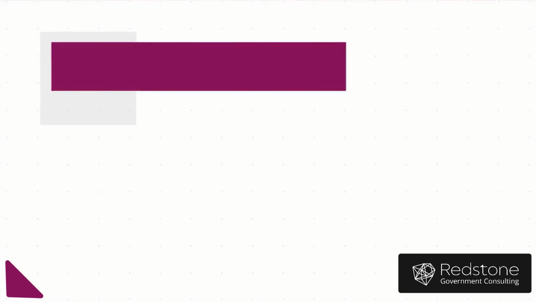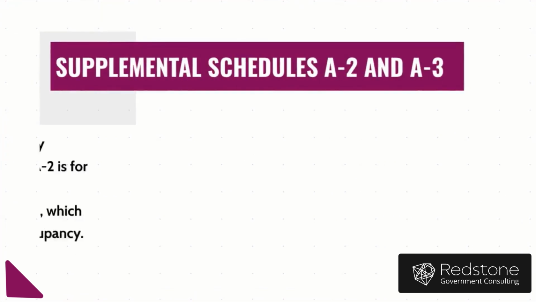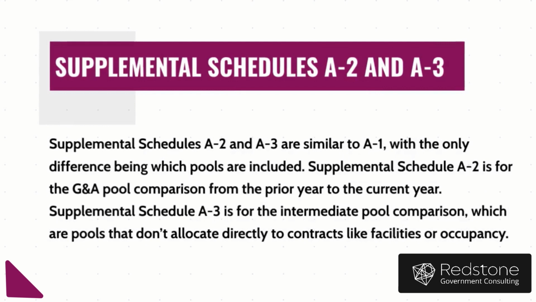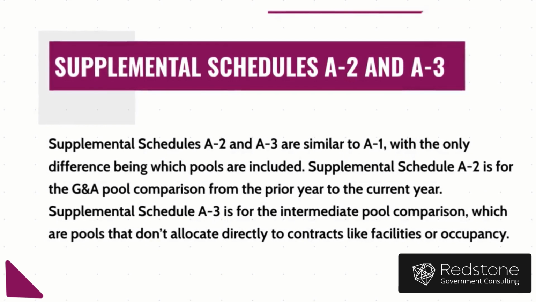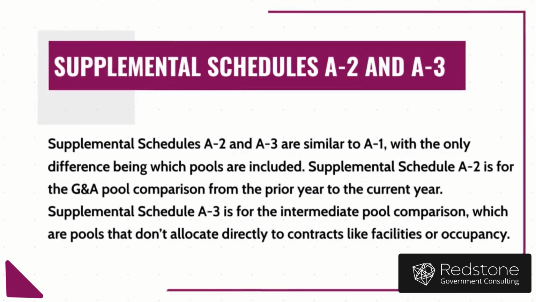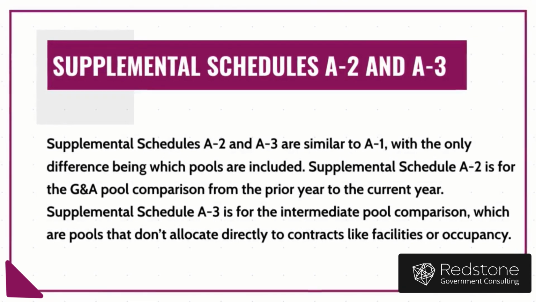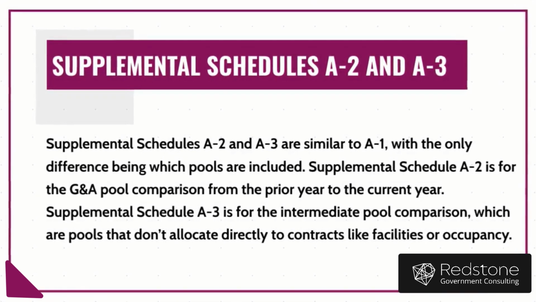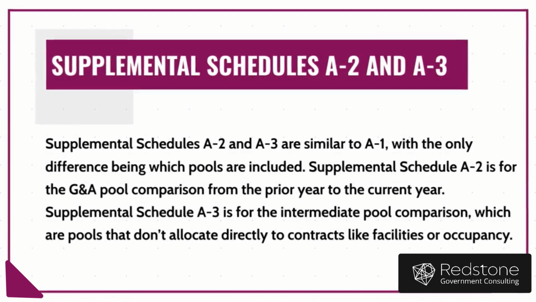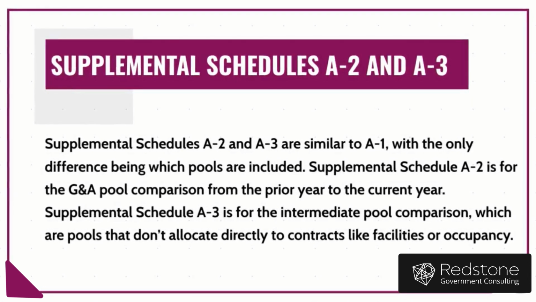Supplemental Schedules A2 and A3 are similar to A1, with the only difference being which pools are included. Supplemental Schedule A2 is for the G&A pool comparison from the prior year to the current year, and Supplemental Schedule A3 is for the intermediate pool comparison, which are pools that don't allocate directly to contracts like facilities or occupancy.